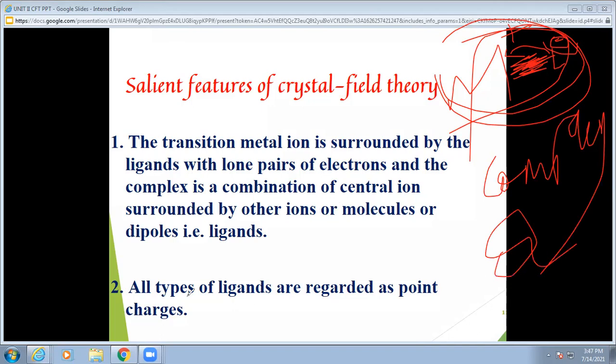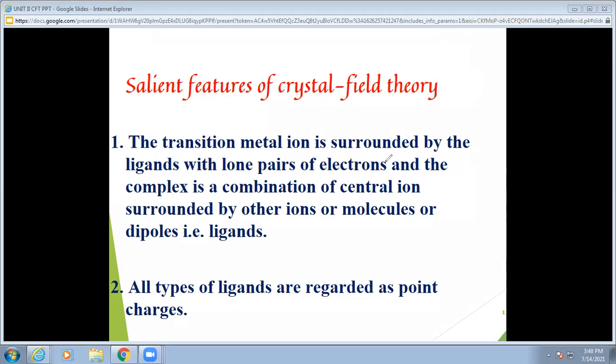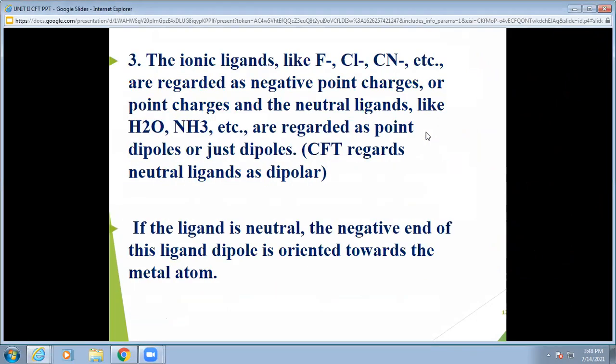All types of ligands are regarded as point charges. Each one has a point charge, right? That is a very important point.